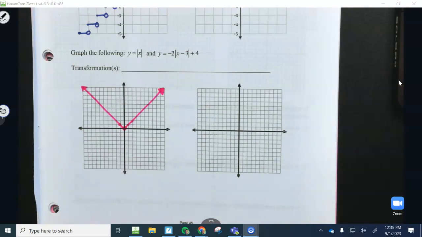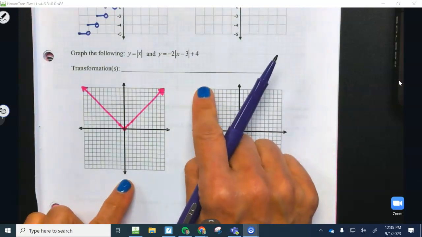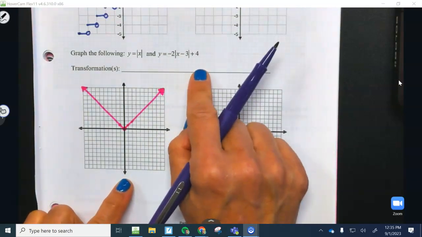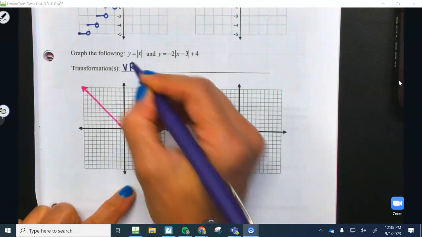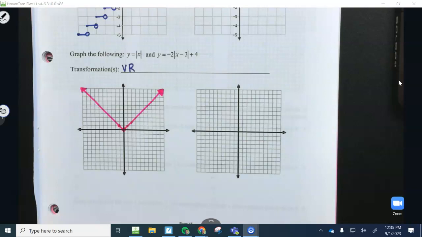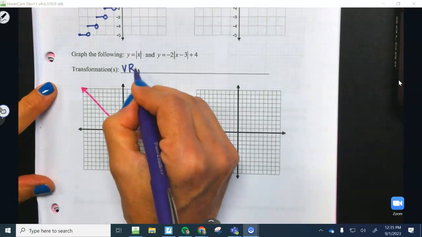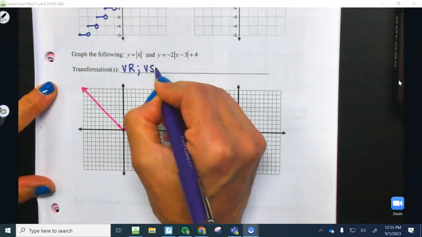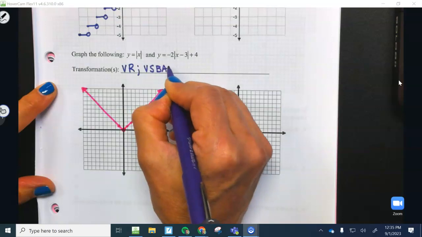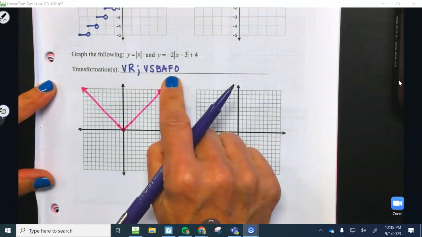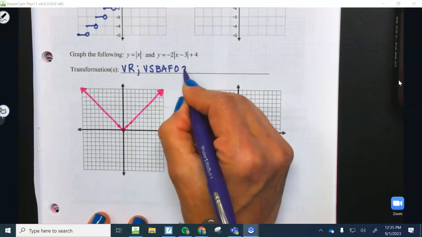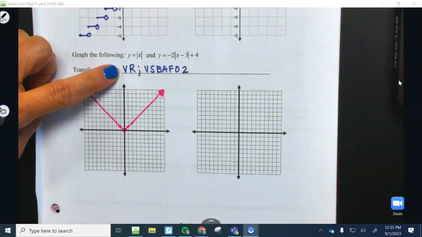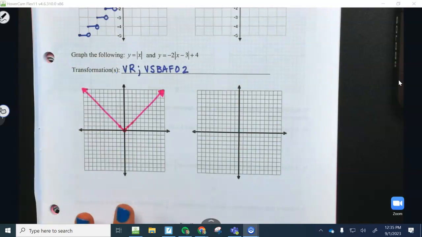Now let's talk about the transformation. There's a lot going on here. What do you guys notice? Very good. And let's just write VR for vertical reflection. Guys, we're going to abbreviate big time on these transformations. And yes, there is a vertical stretch by a factor of what? Good. Remember, it's just the positive value. We already addressed what the negative did right here. Good job. There's 2 more transformations.